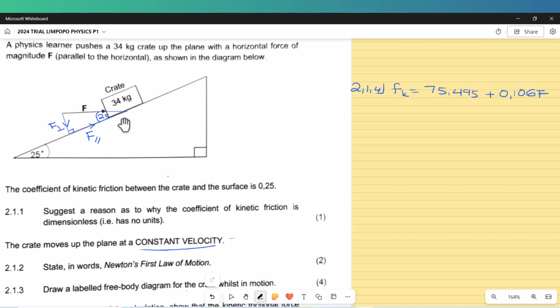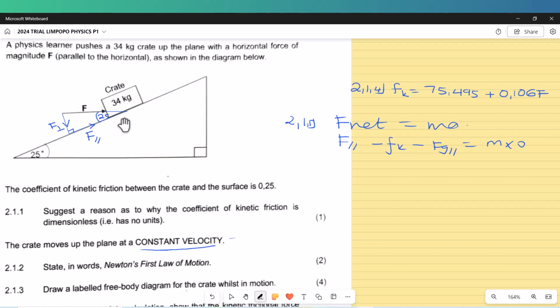So why is it going up? It's going up pulled by this F which is parallel to the slope, and then opposed by FG parallel, also opposed by the frictional force. So for 2.1.5, I'm going to use F net equals ma. Now our F net in this case stands for the force which is parallel, that is F parallel, opposed by the frictional force, then opposed by FG parallel, equals ma. But because of constant velocity, it's going to be mass times 0, because if the velocity is constant, then we have zero acceleration.